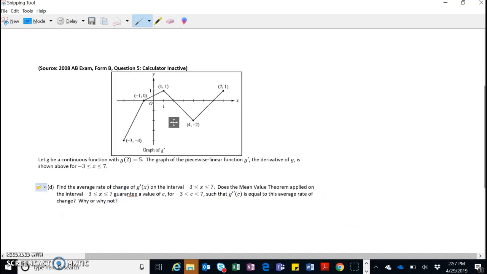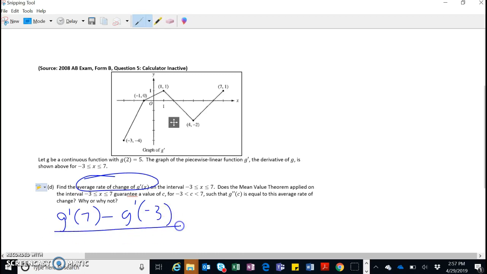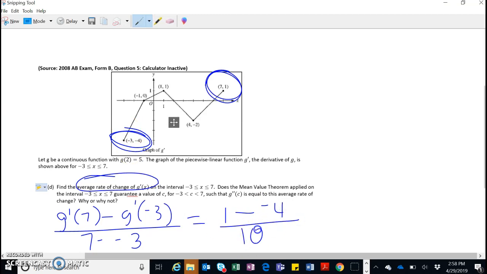Okay, and now here in part D, I get another average rate of change question, but this time I'm asked for the average rate of change of g prime on the interval from negative 3 to 7. And then I'm asked a follow-up about the MVT. So average rate of change, again, is just a change in y over change in x, but because we're dealing with average rate of change of g prime, my change in y is going to be g prime of 7 minus g prime of negative 3 all over 7 minus negative 3. Just applying my slope formula to a different function now. And when I'm searching for a value of g prime of 7, I don't have to look very far because this is a graph of g prime right here, and I see that the output at 7 is 1. Similarly, at negative 3, the output is negative 4, division by 10, and I get 5/10 or 1/2.